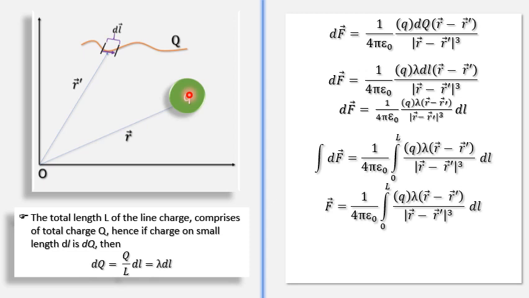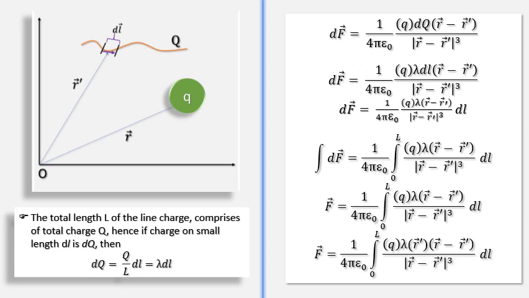But here we are assuming that the distribution is uniform, which is not always the case. So if the charge distribution is not uniform, this equation will be changed slightly and it can be written as this. Compare the two. The only difference is here. It shows that you are talking about lambda, the line charge density at point r prime, which is not the case here because lambda is constant everywhere.